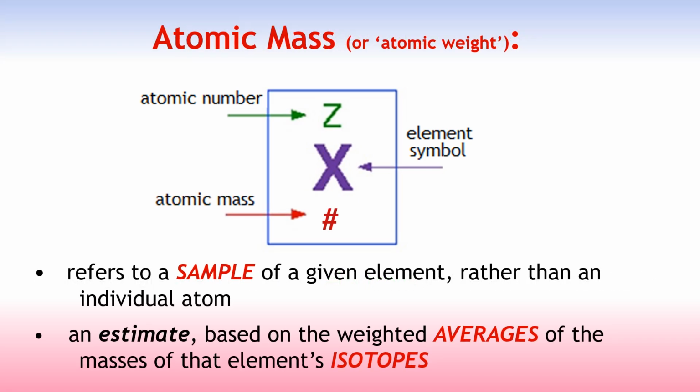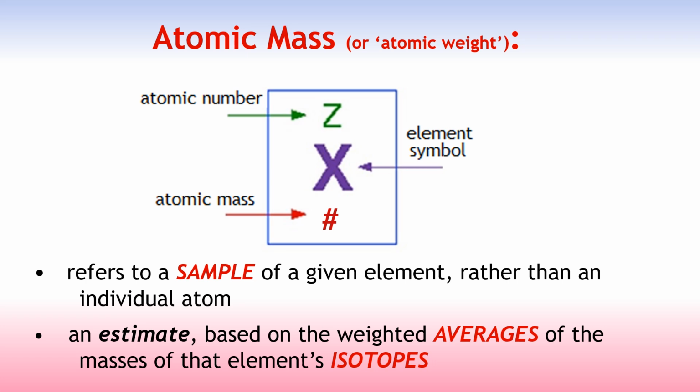Now, in addition to the atomic number, which is a whole number, the Z number, which appears at the top, we have the atomic mass. I'm representing it with a number sign, not a number and not a letter. That's because the atomic mass is not about the individual atom at all. It's about a sample of that element, a sample that contains many, many, perhaps millions of the same element.